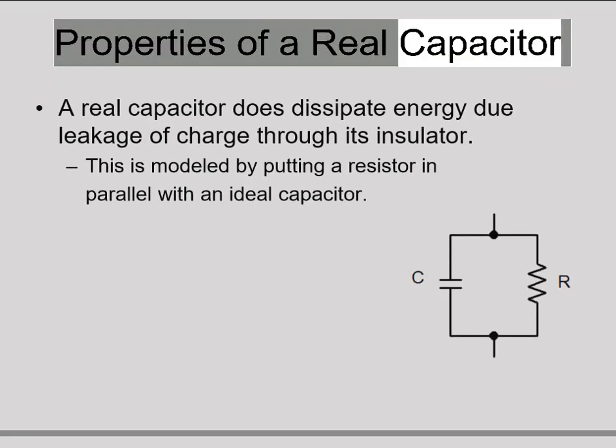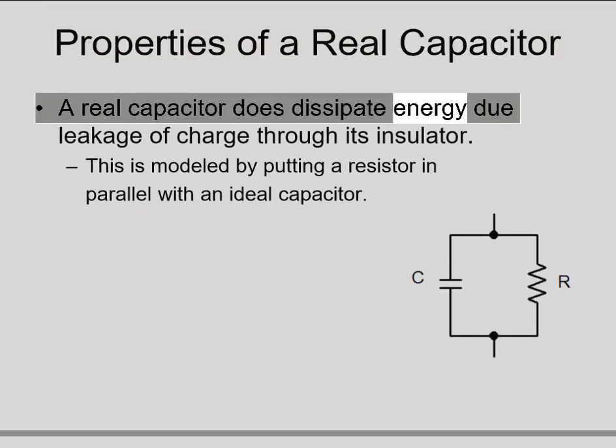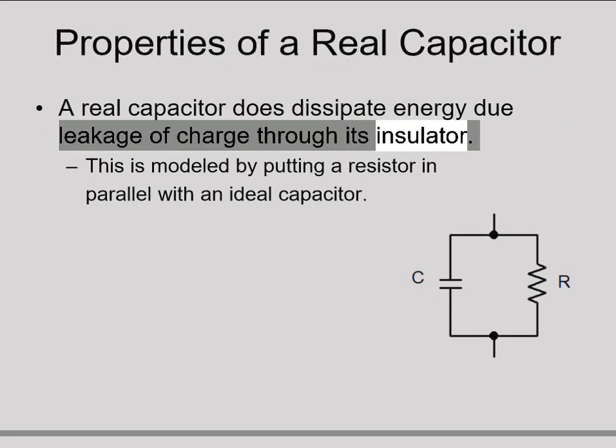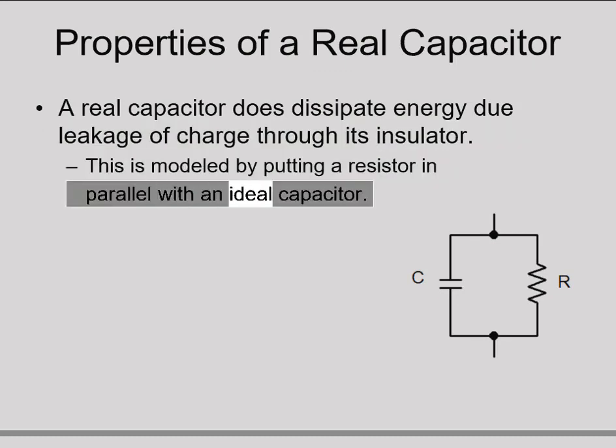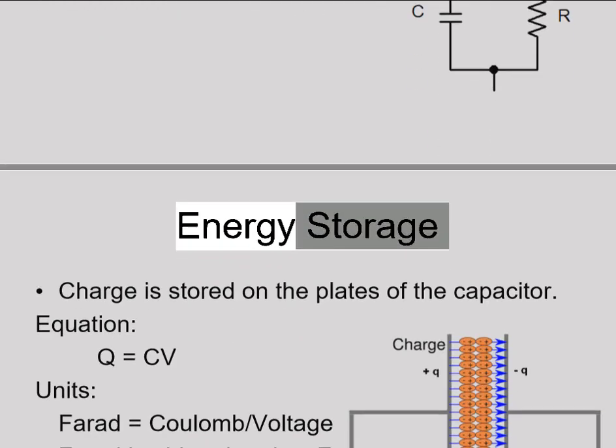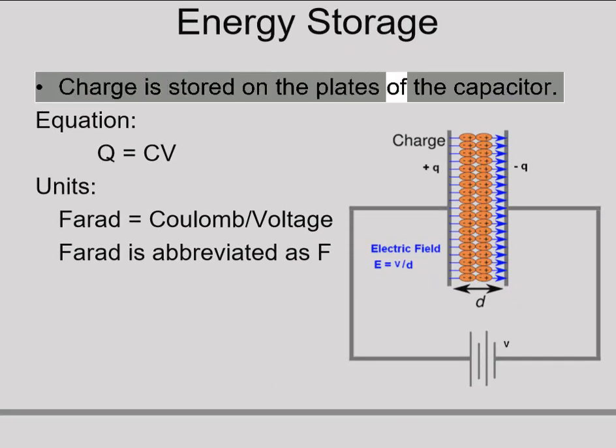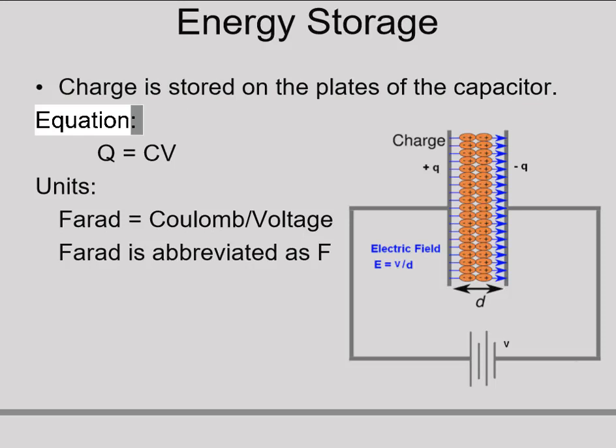Properties of a real capacitor. A real capacitor does dissipate energy due to leakage of charge through its insulator. This is modeled by putting a resistor in parallel with an ideal capacitor. Energy storage. Charge is stored on the plates of the capacitor. Equation: Q equals CV. Units: farad equals coulomb per volt. Farad is abbreviated as F.